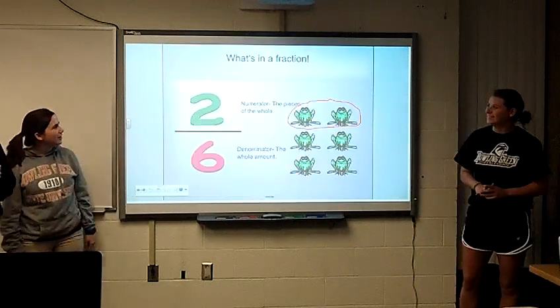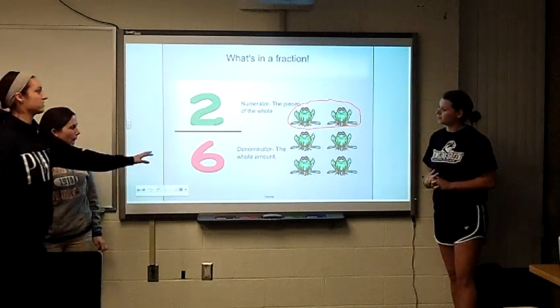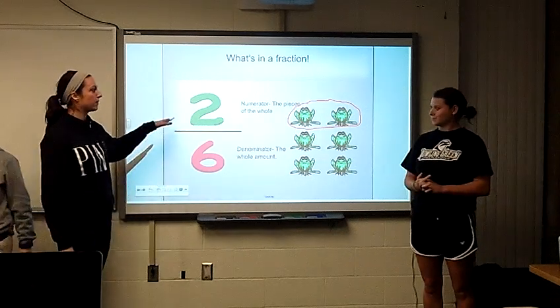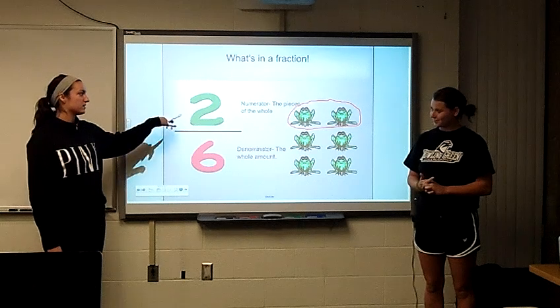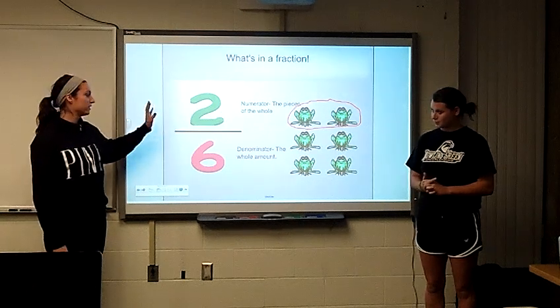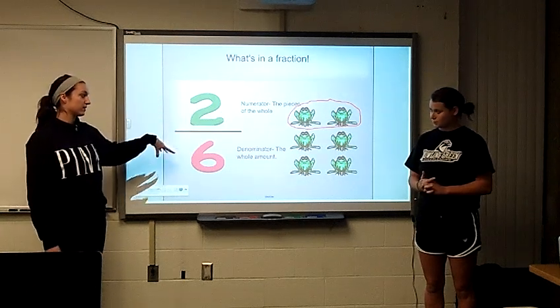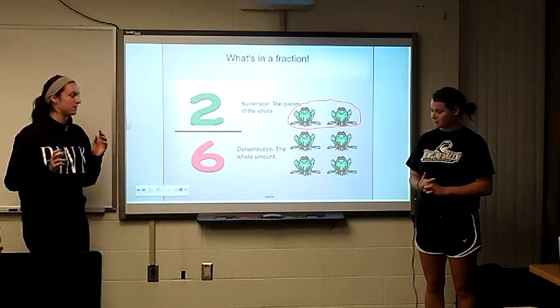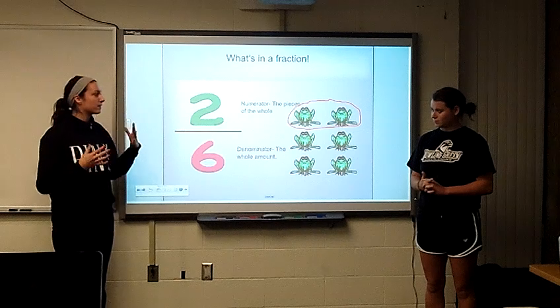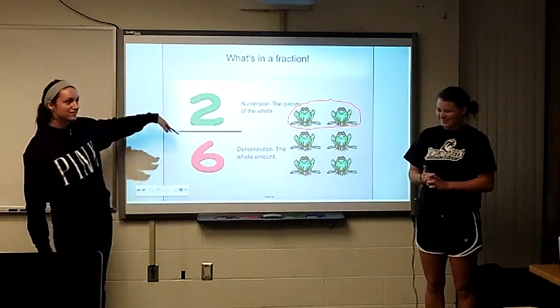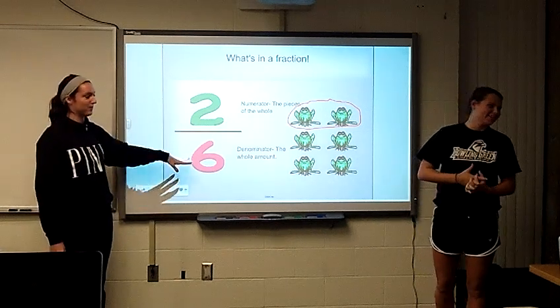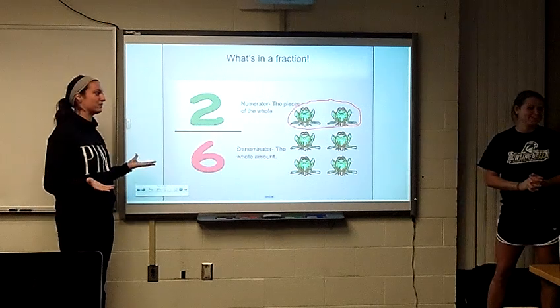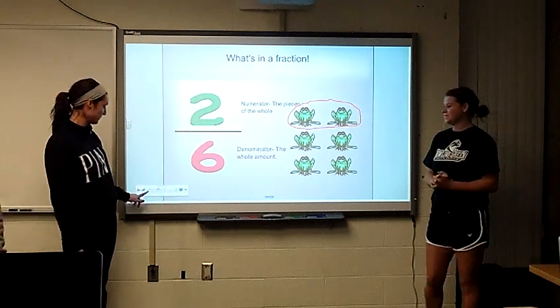Okay, next we're going to talk about what is in a fraction. We obviously have the top and the bottom. The top part is called the numerator, and that's the pieces of the whole, how many you have. And the bottom is the denominator, the whole amount. I know it can be really hard because they're big words, numerator and denominator. So an easy way I remember it is the nuns and the devils. The nuns are on top and the devils are on the bottom. It comes in handy when you're trying to remember what's on top and on the bottom.